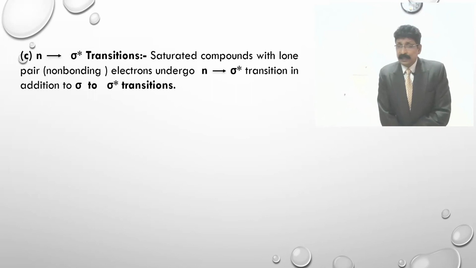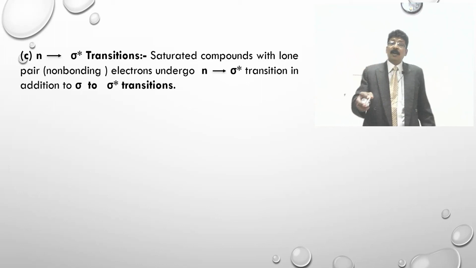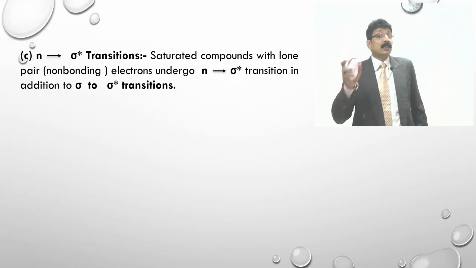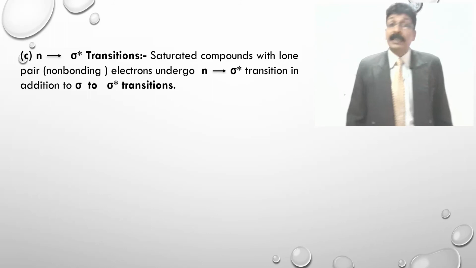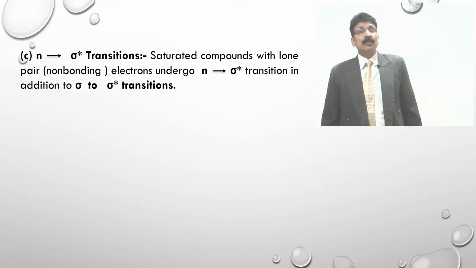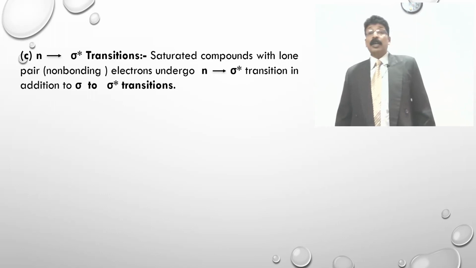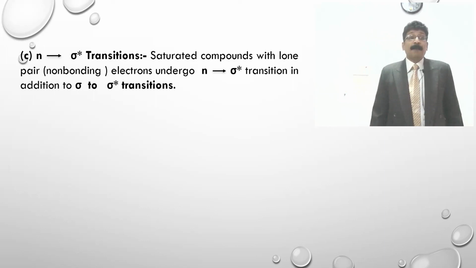N to sigma star means sigma star is a strong single bond, and there should be n electrons, so there should be a halogen, nitrogen or oxygen, any hetero atoms which can contribute the lone pair of electrons to get a transition towards the strong sigma bond. Saturated compounds like methane, ethane, propane, alkanes, and even cyclohexanes, have no double bonds.